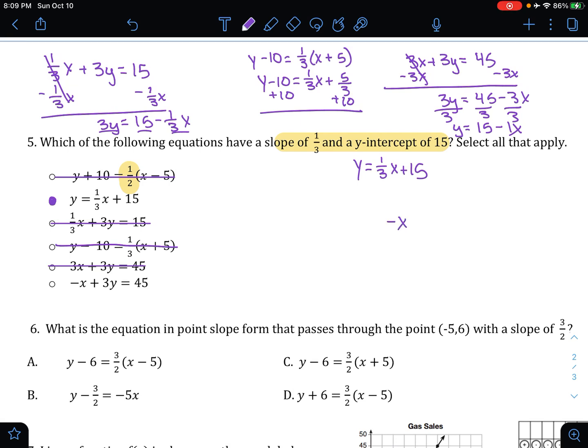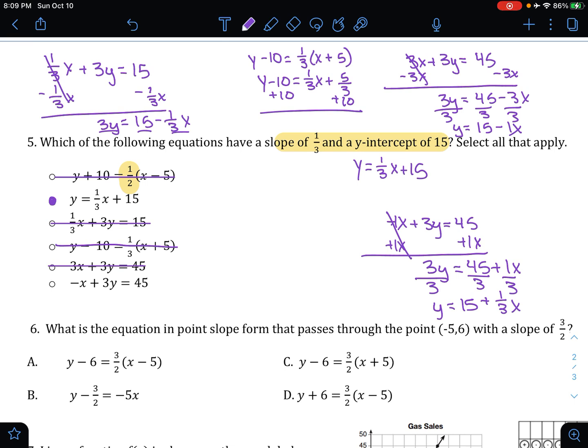Looking at the last answer choice, we have -x plus 3y is equal to 45. I am going to add x to both sides. And remember, it's a 1x, so if you need to write in the 1, you can. That leaves us with 3y equals 45 plus 1x. I divide everything by 3. I get y equals 15 plus 1/3 x, which is what we want. So that one works as well. So I have 2 answers for that one.